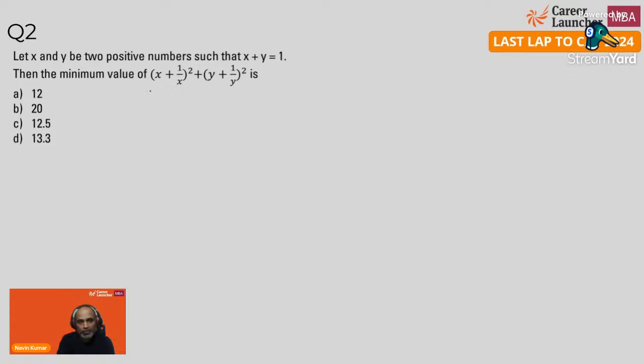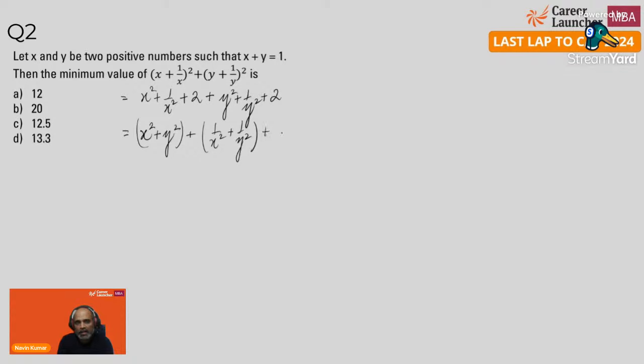So basically, what we can see from here is the first term will become x square plus 1 by x whole square plus 2 times x into 1 by x, which is 2. And similarly, y square plus 1 by y square plus 2 times y into 1 by y, which is again 2. Now, if we take x square plus y square together, and 1 by x square plus 1 by y square together, and then we have a 4.